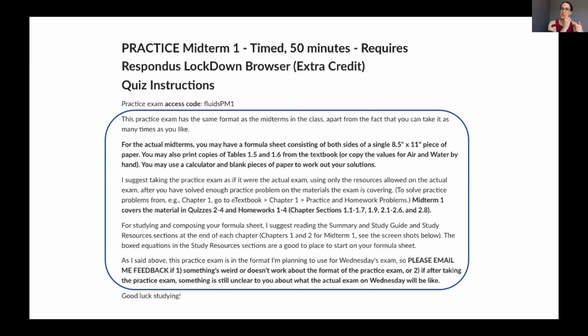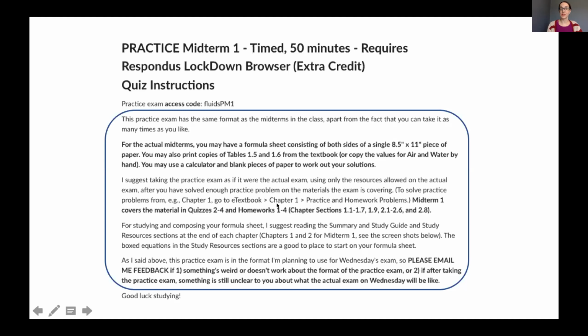I got a question, which was, is it going to be the same number of questions as the practice exam? Yes, the format's going to be exactly the same. So right now the practice exam has 5 questions that are conceptual multiple choice and 4 questions that you work through. I do suggest taking the practice exam as if it were the actual exam, writing out your formula sheets and then sitting down to take it.